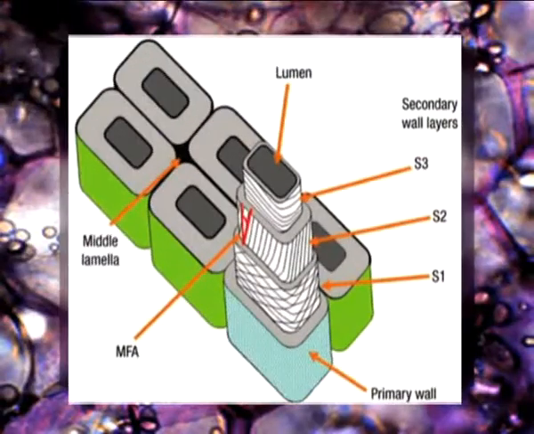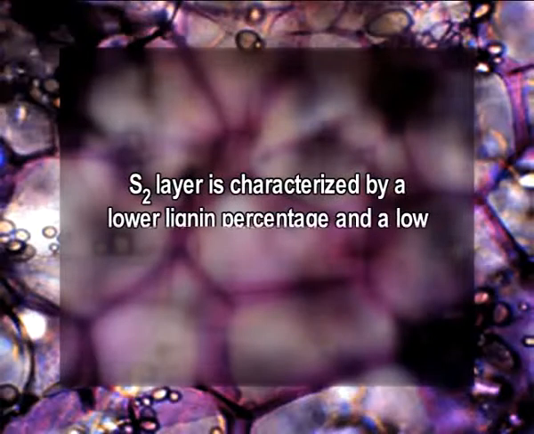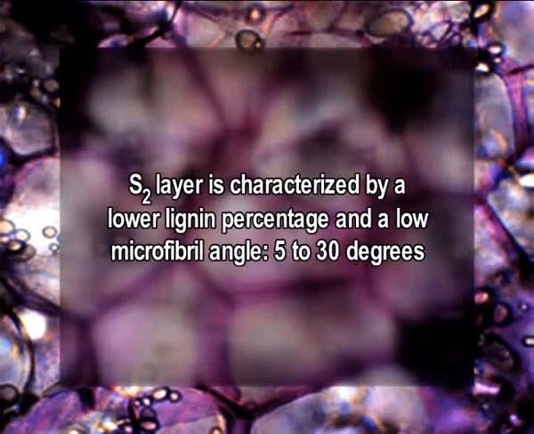The next wall layer is arguably the most important in determining the properties of the cell, thus the wood properties at the microscopic level. This layer formed interior to the S1 layer is the S2 layer. This is the thickest secondary wall layer and it makes the greatest contribution to the overall properties of the cell wall. It is characterized by a lower lignin percentage and a low microfibril angle from 5 to 30 degrees.